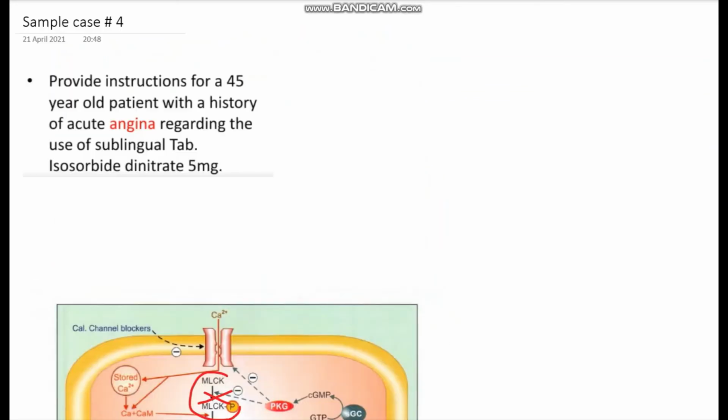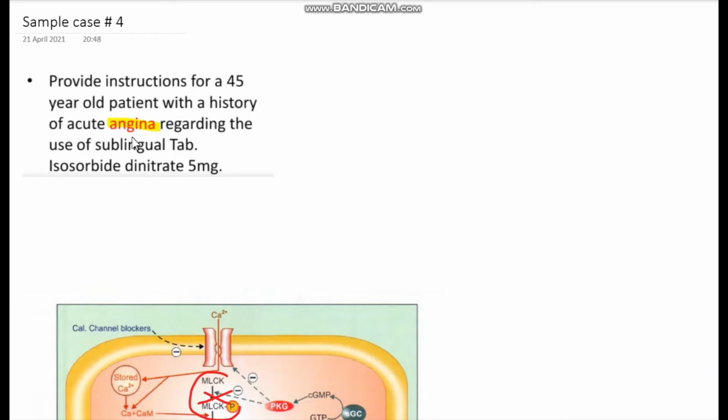Alright, so here comes case number 4, which says to provide instructions for a 45-year-old patient with a history of acute angina regarding the use of sublingual tablet isosorbide dinitrate, 5 milligrams. So what is angina? Yes, angina is chest pain.